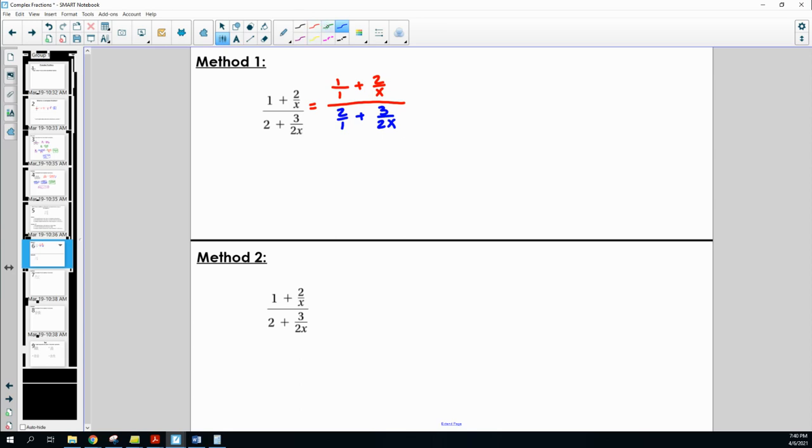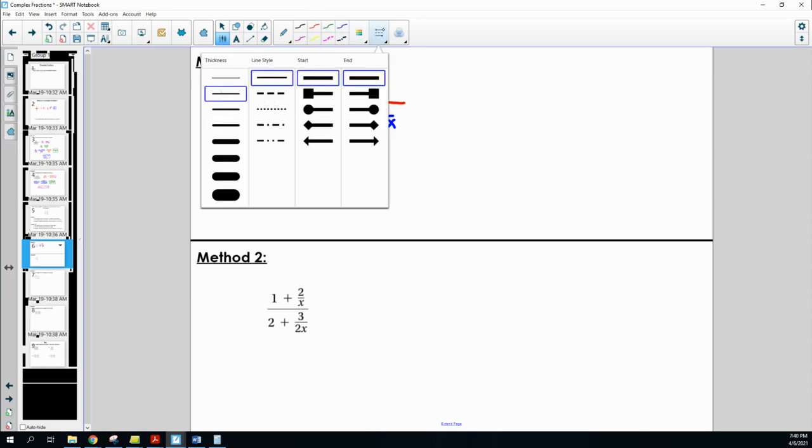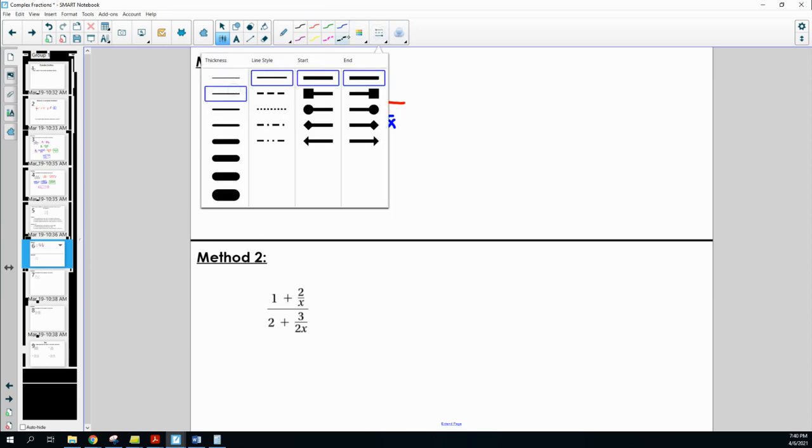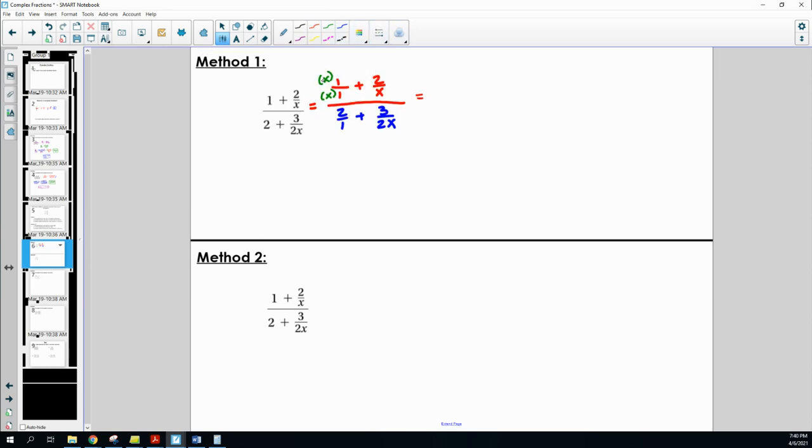So that means that I need an x here and here. Okay, so this is going to give us x over x plus 2 over x. Because I have that common denominator of x now, I'm going to add the numerators. So I get x plus 2 over x. So that's my new numerator. So what I did here was I took 1 plus 2 over x and I combined it and made it into one fraction of x plus 2 over x.